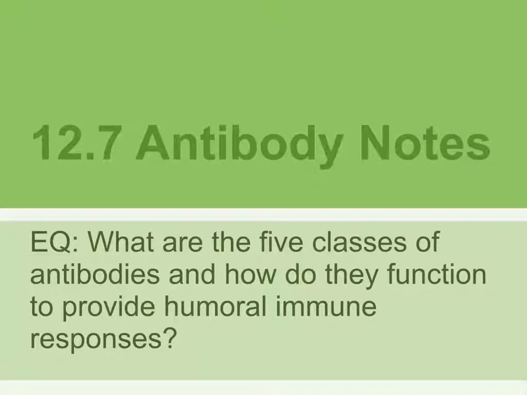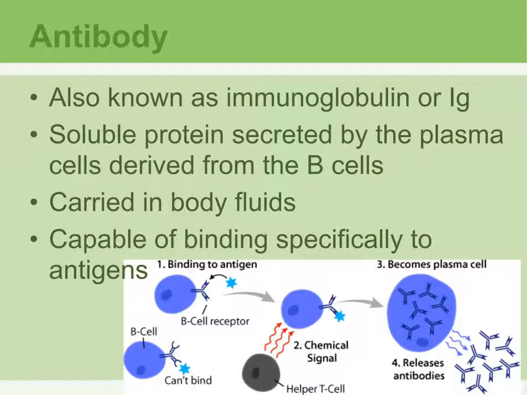This is 12.7 Antibody Notes. The essential question is, what are the 5 classes of antibodies and how do they function to provide humoral immune responses? Antibodies are also known as immunoglobulins, and it's abbreviated with a capital I and a lowercase g.